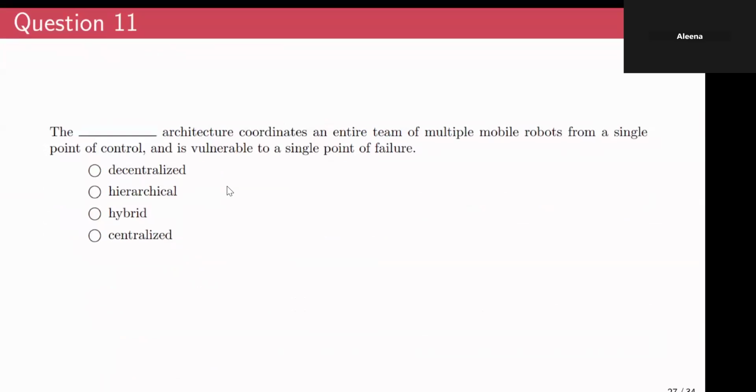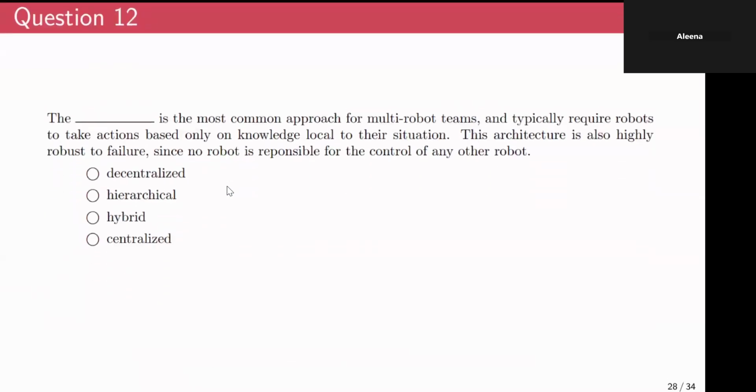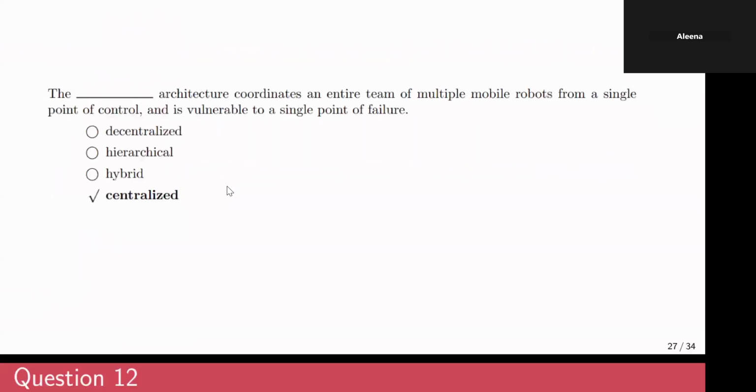And moving on to question 11. In one of the following architectures, a single point of control coordinates an entire team of multiple robots, and it is vulnerable to a single point of failure. That is centralized. It is indeed the correct answer. Again, I think we may have three more questions, I believe. I think this is what we have seen so far, right?